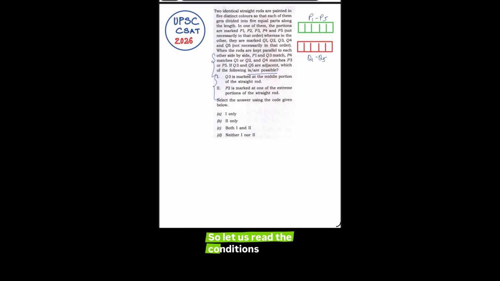So let us read the conditions. P1 and Q3 match. This means P1 is in front of Q3. P4 matches Q1 or Q2. So P4 matches Q1 or Q2. Q4 matches P3 or P5. So Q4 is in front of P3 or P5. Q3 and Q5 are adjacent. Q3 and Q5 are next to each other. Now let us read the statements.